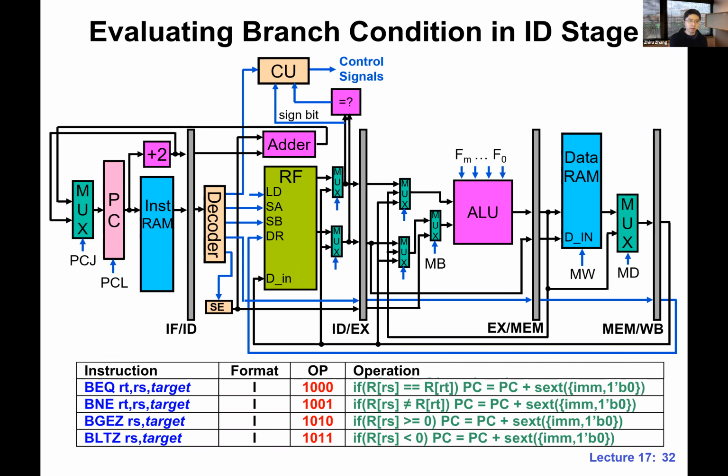But we still have 1 cycle, right? We still have this 1 cycle delay. What do we do? What's our next step? What is the solution? How do we handle this 1 cycle delay? We actually already talked about that for load. Any proposals? Any ideas?